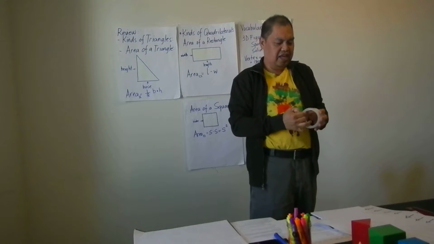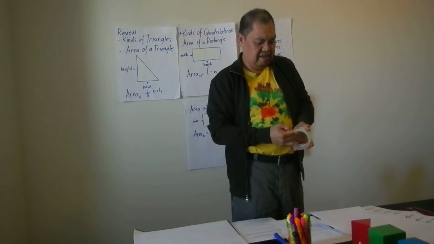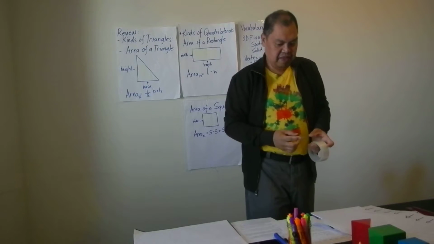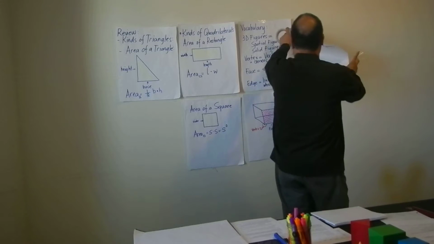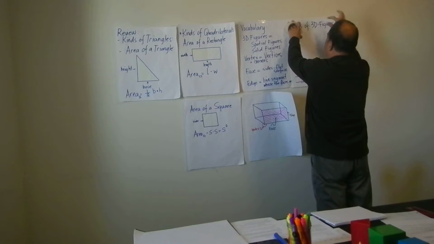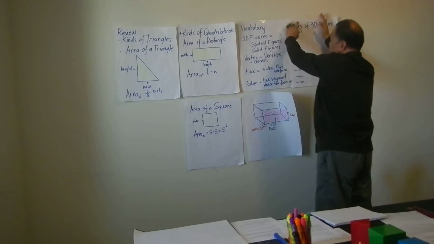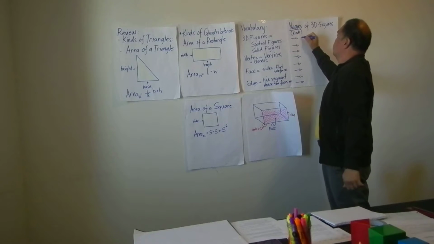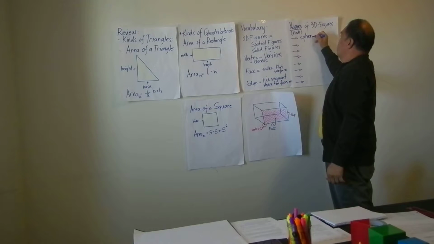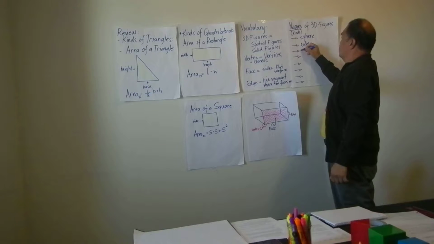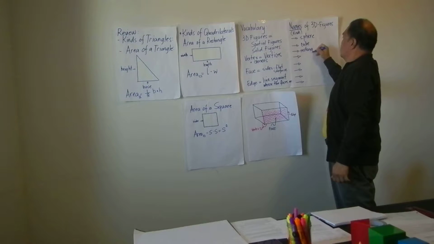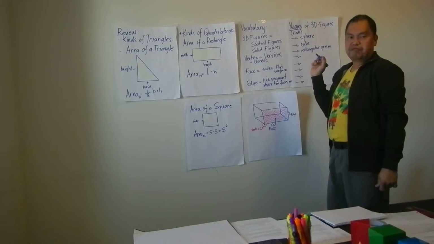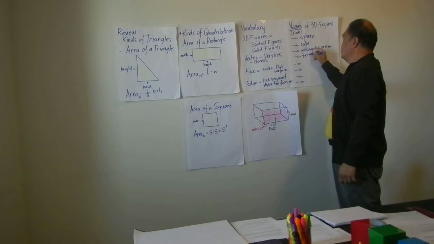Okay, there is what we call a cube. Another one, there is what we call a rectangular prism, or another one, there is what we call a sphere. Very good. There's another kind of prism. Yes, the triangular prism.